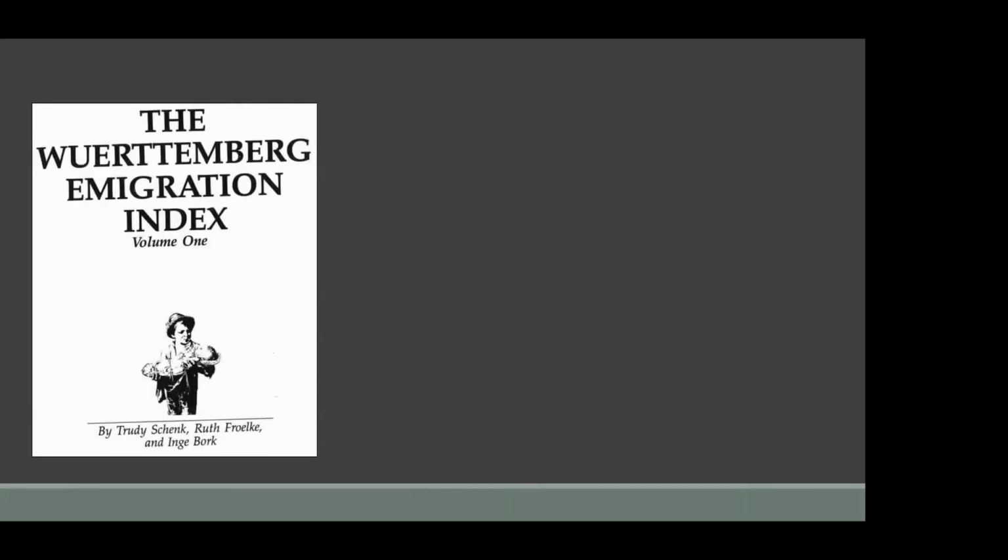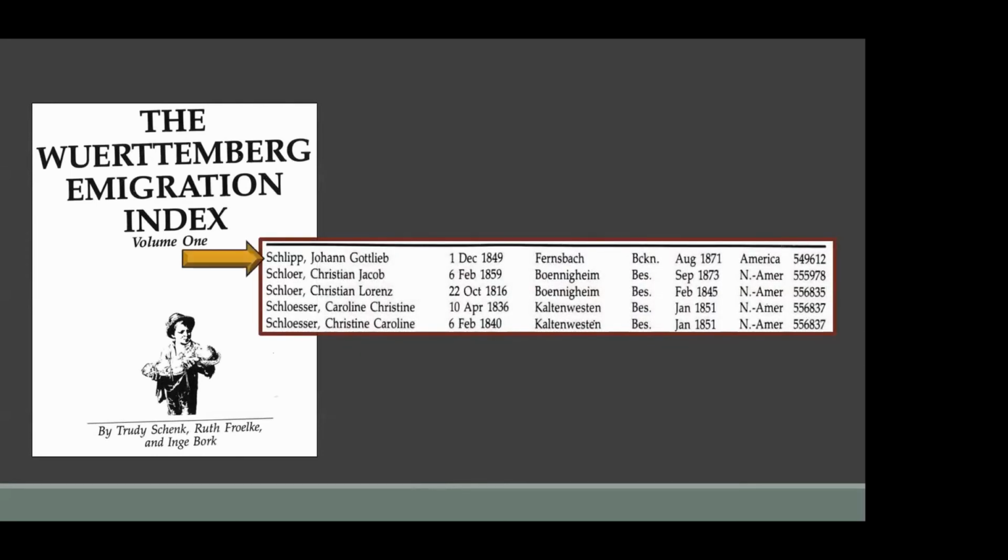The Württemberg Immigration Index is for the late 18th century, maintains about 60,000 applications from German and Prussian immigrants who were asking for permission to immigrate through Württemberg, Germany. So here we have an entry in the book for Johann Gottlieb Schlipp. We're told he was born December 1st, 1849 in Fernsbach. He applied for transportation to America in August of 1871 while he was residing in Bachnog.